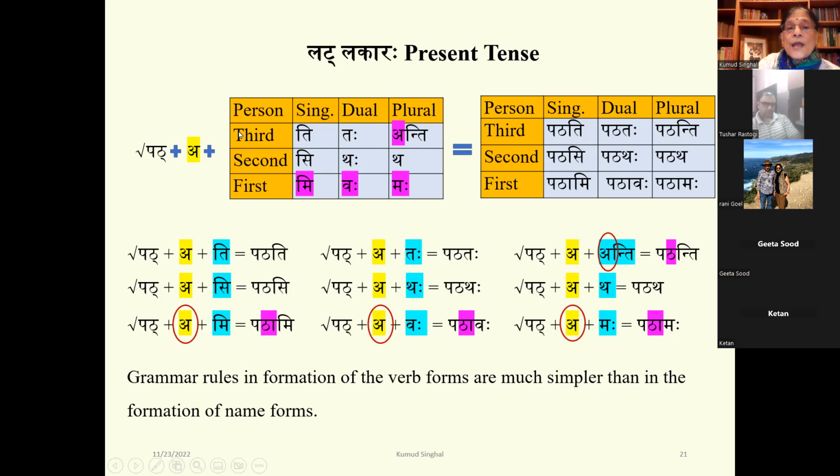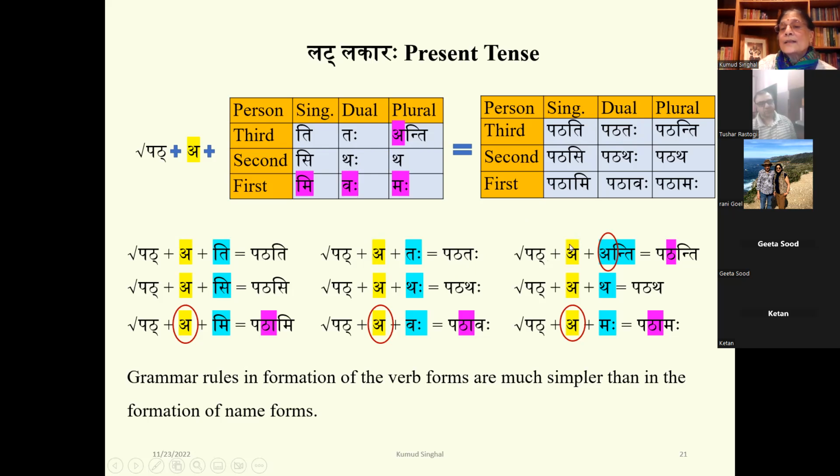Now, suppose you want to find the third person dual form. So you will add the suffix tah. So path plus a plus tah means pathatah. So this will be pathatah. They read. It could be masculine, feminine, or neuter. They read. Now, if you want to form a third person plural, you will add anti to it.